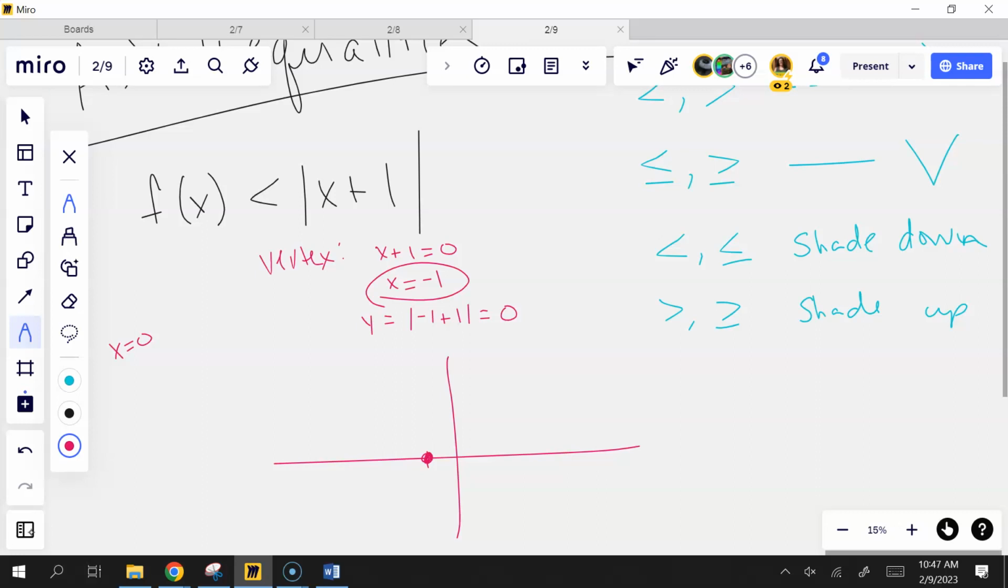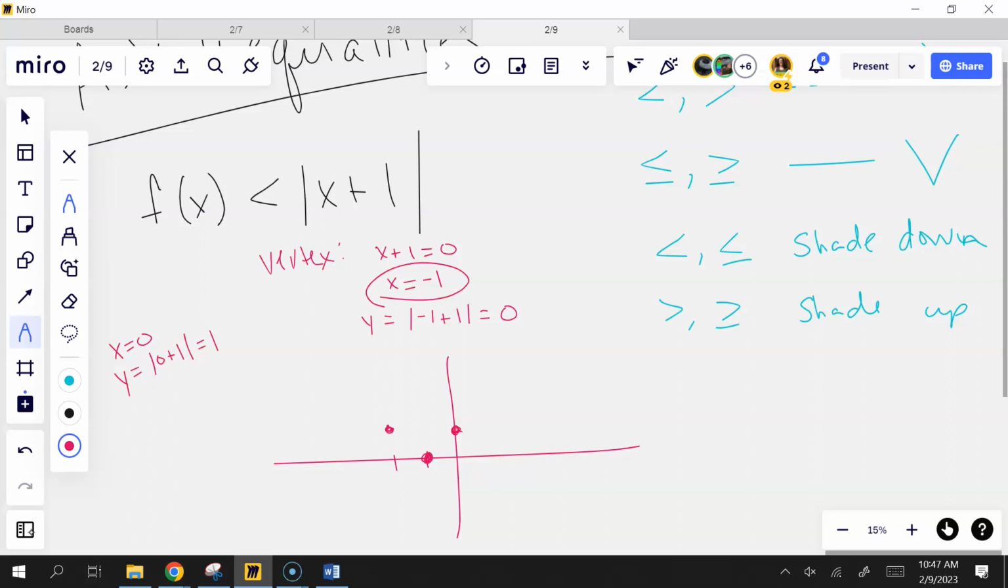What happens when you plug it in? What do you get for y? Now what do you do? Reflect and connect. Just like we did with quadratics. All right, we said it's dashed. We went too fast?